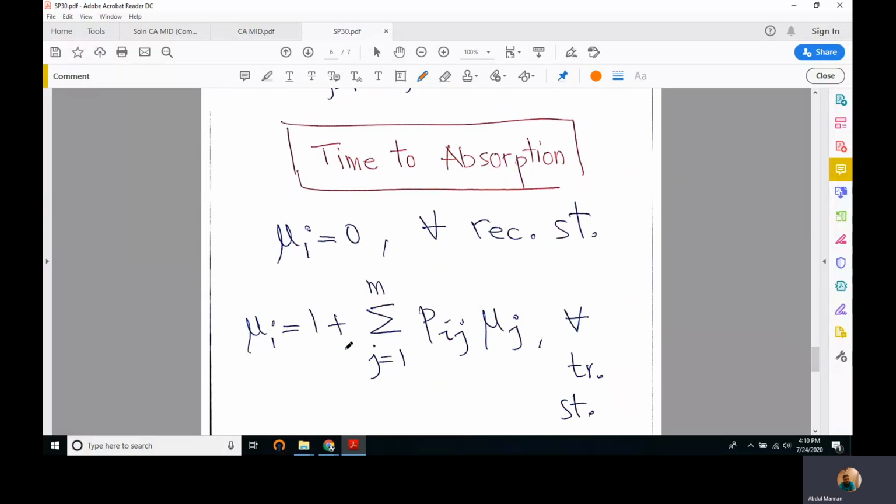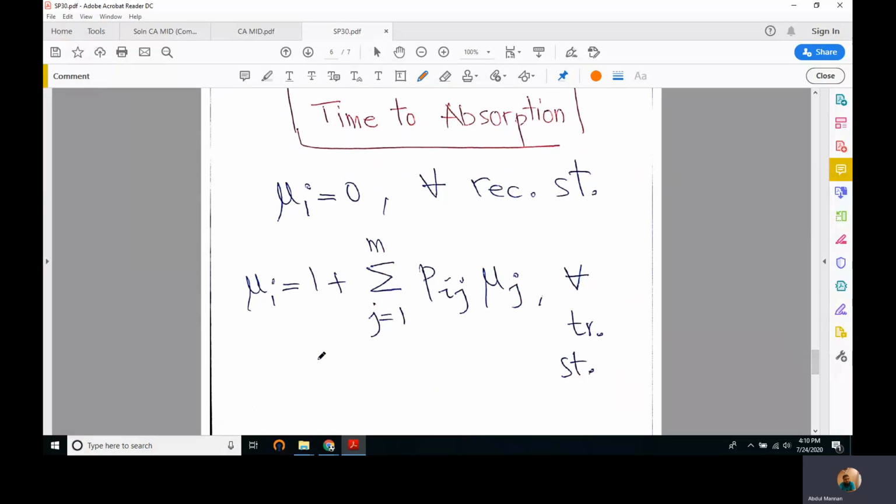So given a transient state, we compute mu i for all transient states, and we can find the expected time to be finally absorbed in any of the absorbing states. We put mu i equal to 0 for all recurrent states, for all absorbing states, and mu of all transient states we calculate using this recursion based formula.